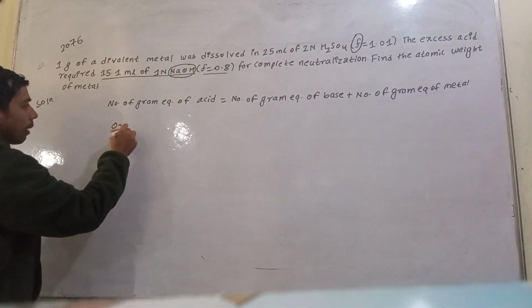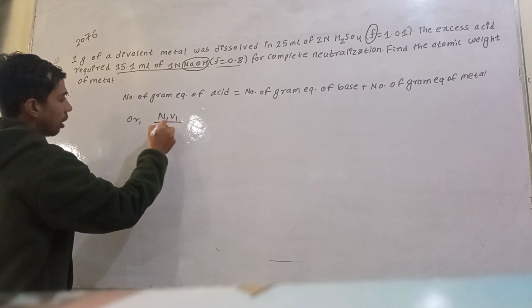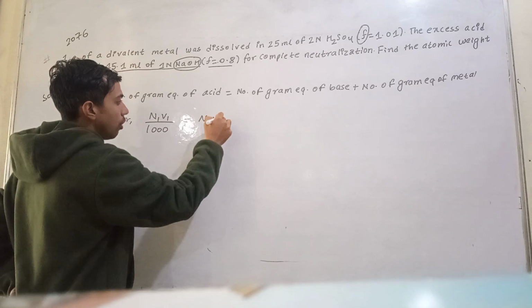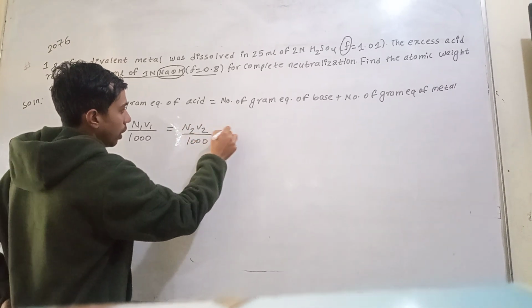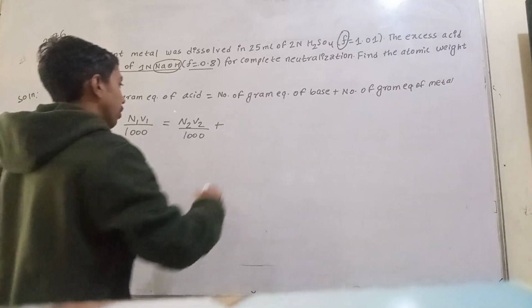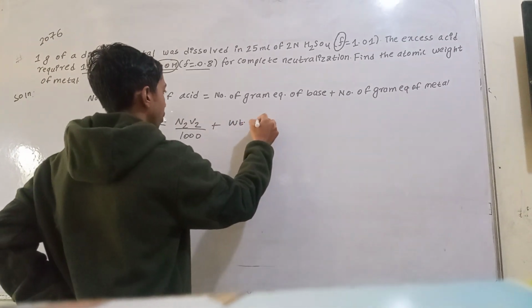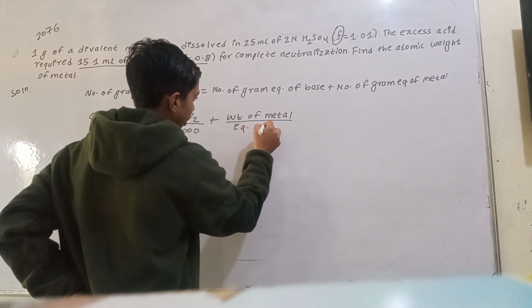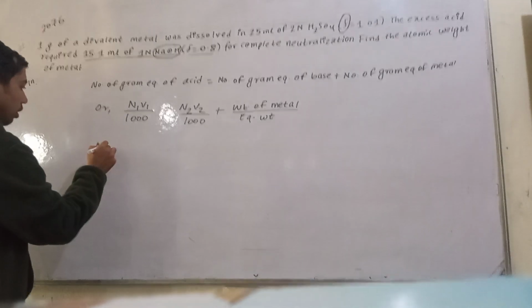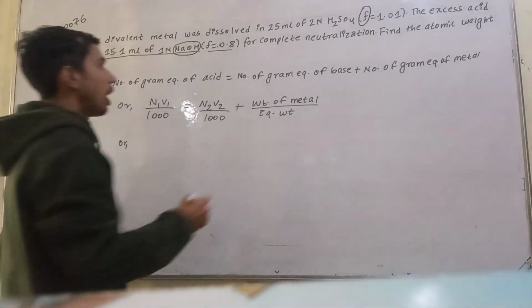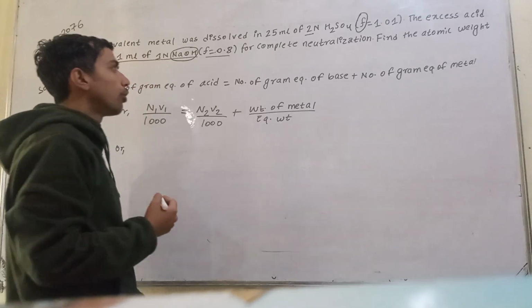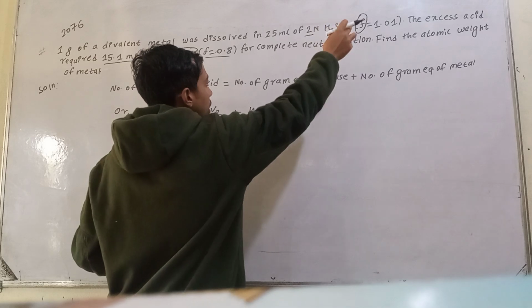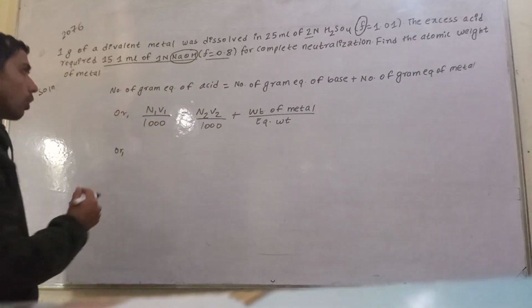The number of gram equivalent of acid is N1V1 upon 1000. Number of gram equivalent of base is N2V2 upon 1000, plus number of gram equivalent of metal, that is weight of metal upon equivalent weight. The normality of acid is given as 2 normal, but we have also been given the normality factor.